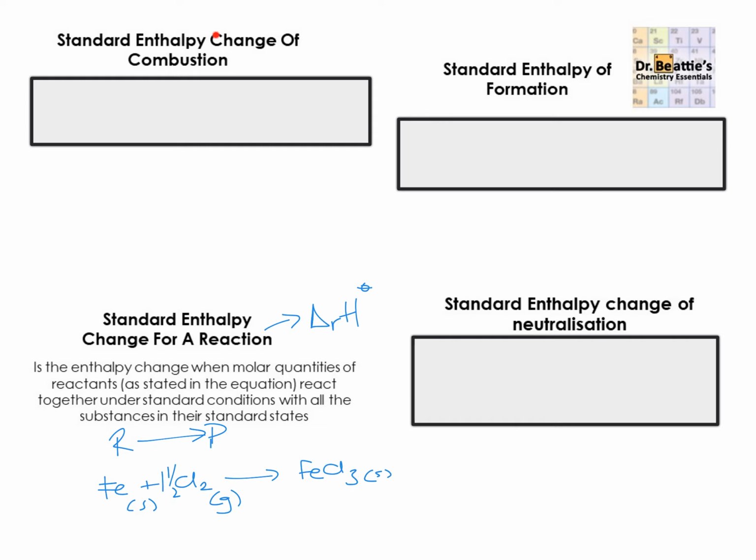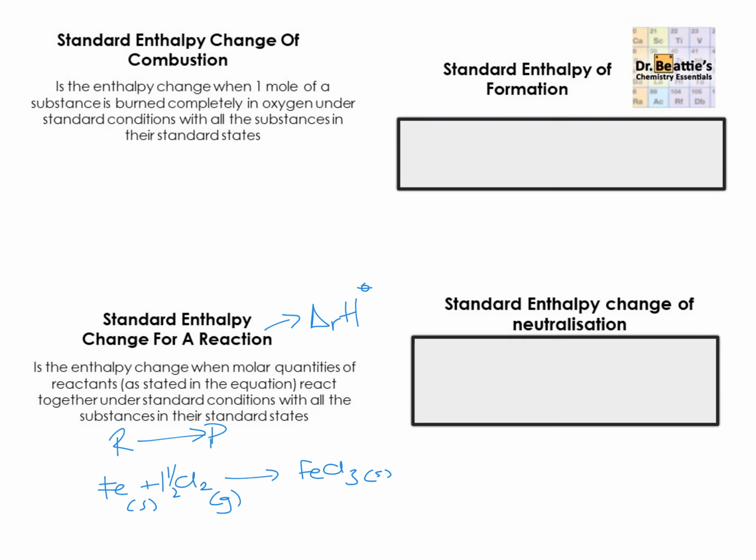If we look at the specific example of standard enthalpy change of combustion, then what we notice is it's the enthalpy change when 1 mole of a substance is burned completely in oxygen under standard conditions with all substances in their standard states. You'll see a similarity throughout all of these, that we have standard states and standard conditions. Simplest example could be methane burning in oxygen. At this point, they're both gases under standard states. When it references burning completely in oxygen, we mean complete combustion. So methane is going to produce carbon dioxide and water. And a standard enthalpy change of combustion will be given the symbol delta CH.